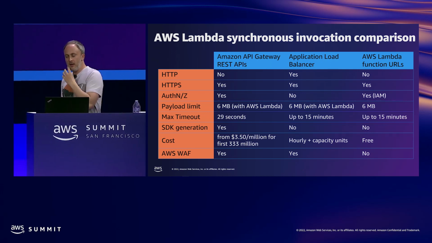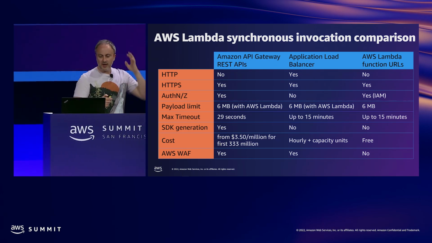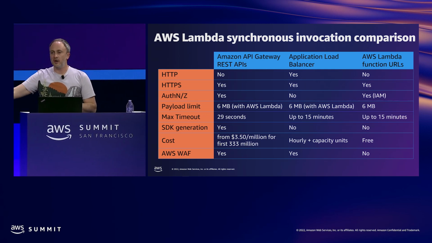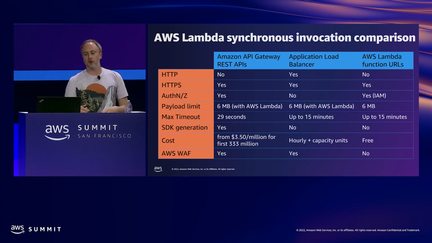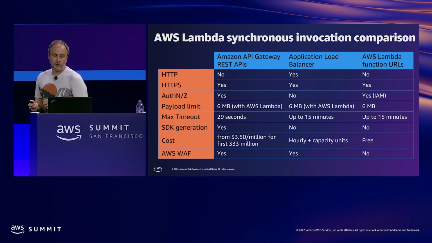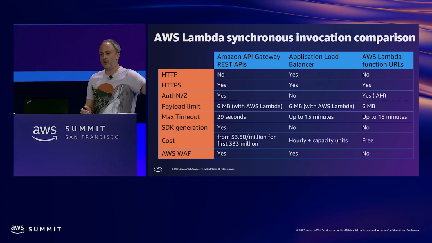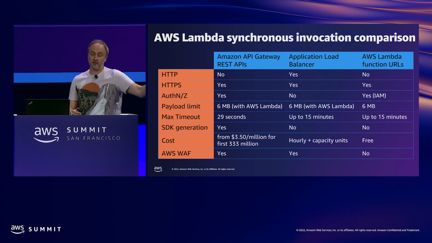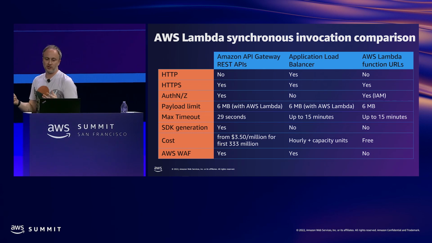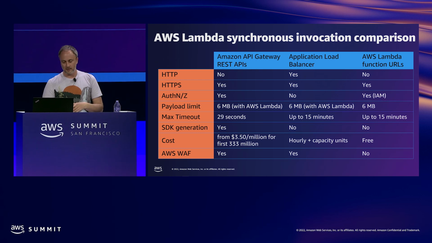Here's my best guess at how to split these up, right? So you have Amazon API Gateway REST APIs. That doesn't support HTTP. Function URLs does not support HTTP, Application Load Balancer does. All three of them support HTTPS. In terms of authorization, Function URLs has IAM authorization that you can configure, and you can also roll your own in custom code in your Lambda function. API Gateway has a whole plethora of authorization options. Same can't be said for Application Load Balancer.